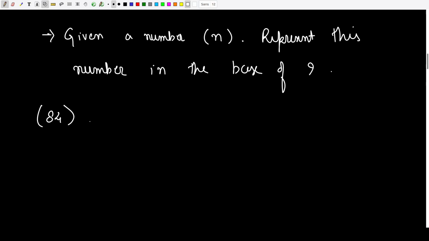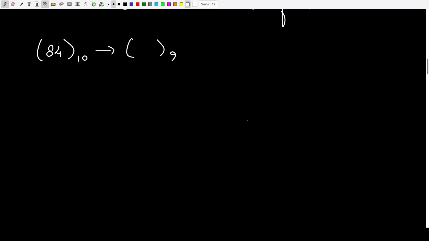And we want to represent this 84, which is in decimal, in base 9. The way we will be able to do this is, first, we want to divide 84 by 9. So let's divide this. The remainder we obtain is 3. So 3 will come to the LSB.